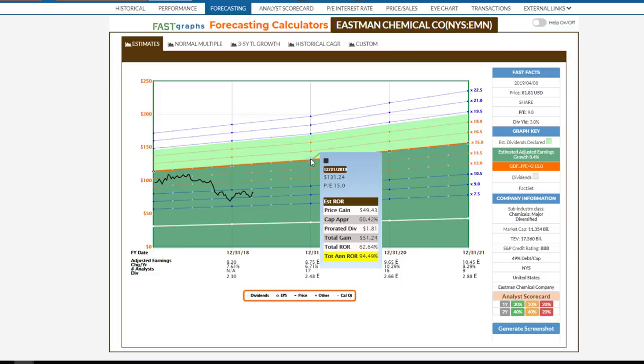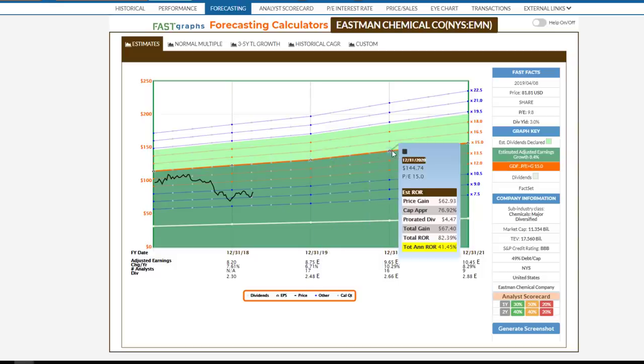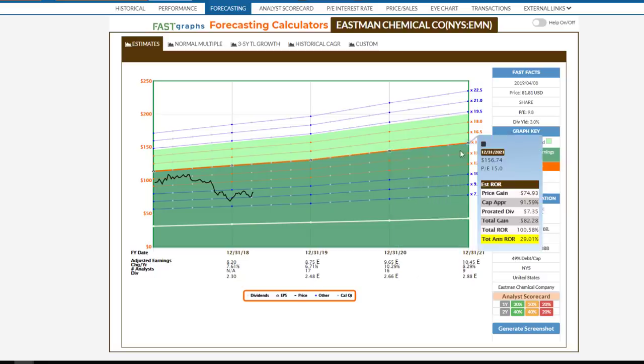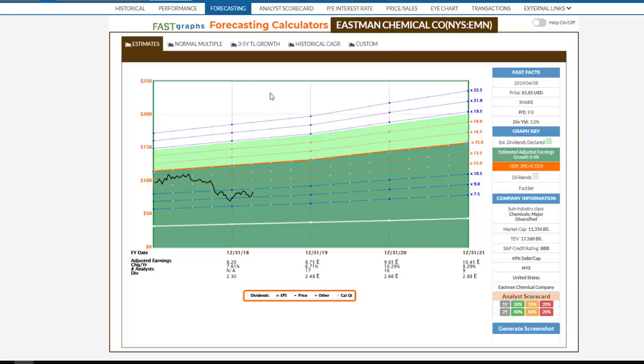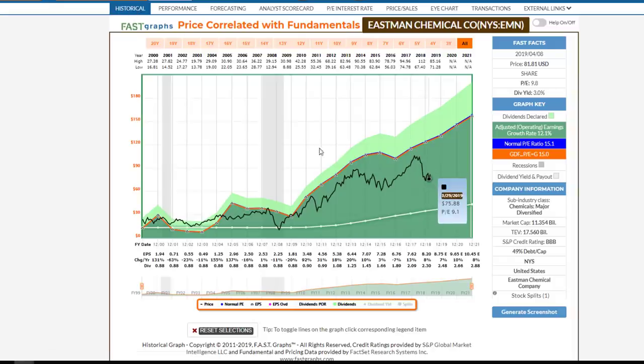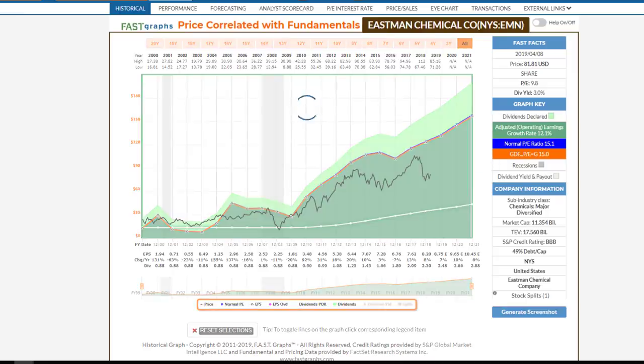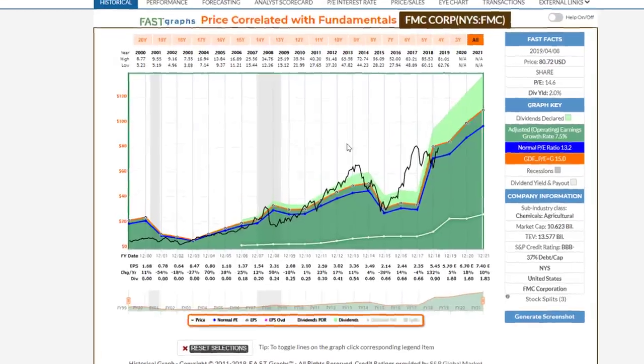But once again, if it was true, you have a 90+% gain potential if the stock moves back to a 15 PE ratio by the end of this particular fiscal year. You could average 41% a year through 2020, and even if we go out all the way to 2021, you could be averaging 29% annualized rates of return. So, you're looking at a company that is undervalued that could generate some really significant returns going forward based on that continued earnings growth. Now, the next company I'm going to look at is FMC Corporation.